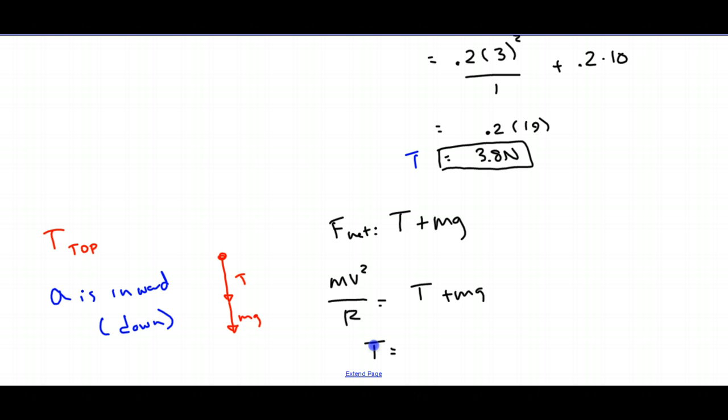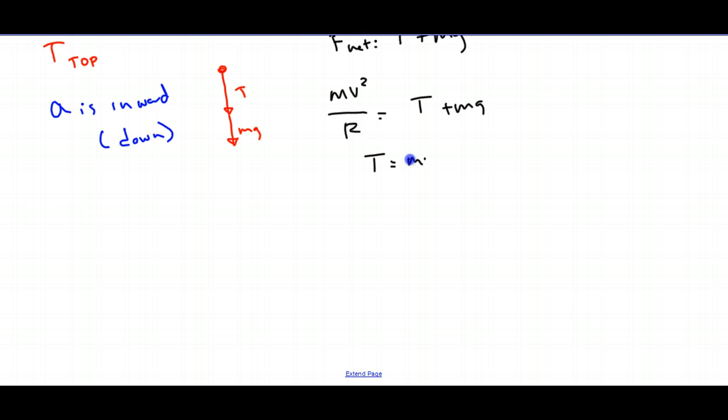So therefore tension equals mv squared over r minus mg. Before we found out that mv squared over r was 0.2 times 3 squared divided by 1. We're going to subtract away from that mg, which we found was 2 before. So this is 1.8 minus 2. And so this actually does not work very well for us because we end up with a tension which is negative.